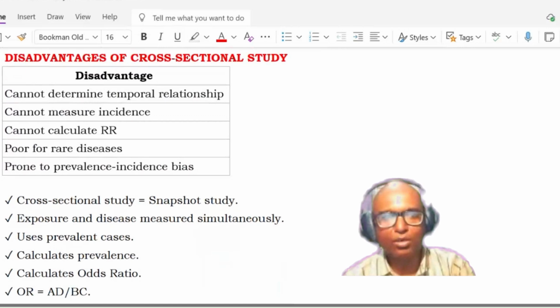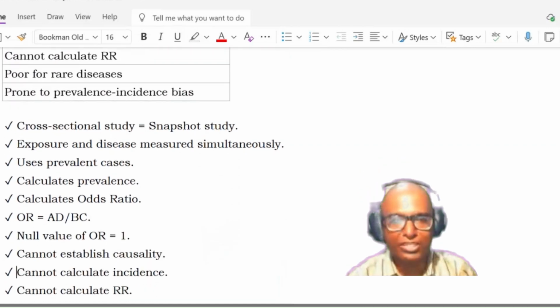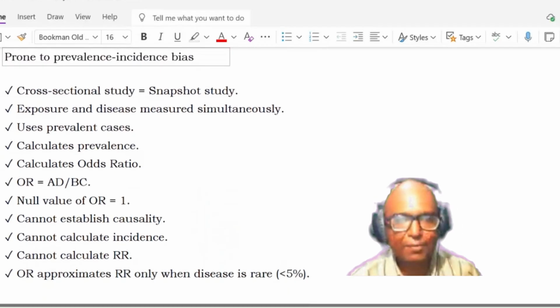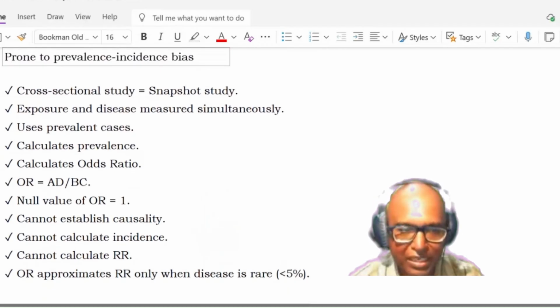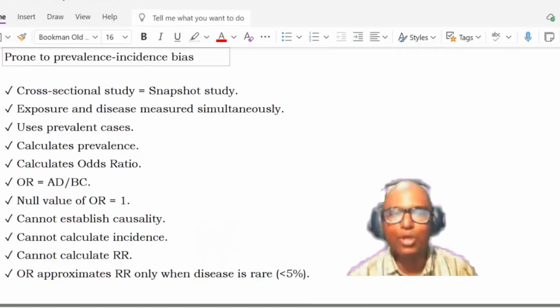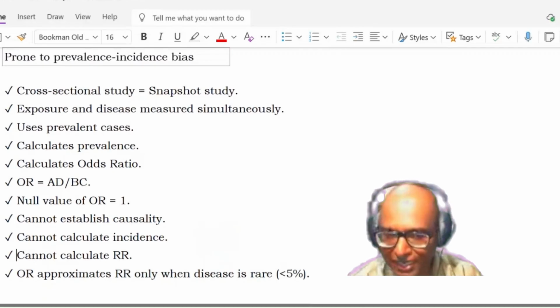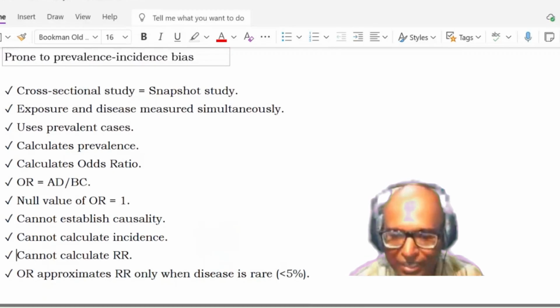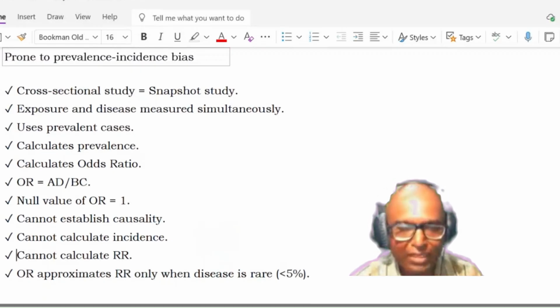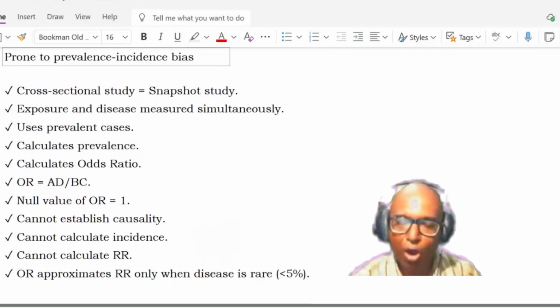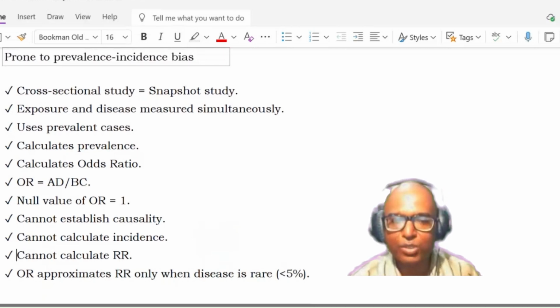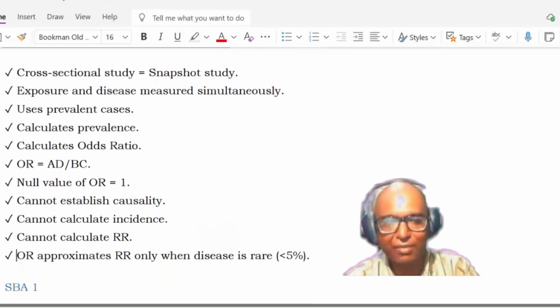Okay, so the take home message is that the cross-section study is a snapshot study, with exposure and disease measured simultaneously. It uses the prevalent cases, calculates the prevalence, and calculates the odds ratio equal to AD upon BC. The null value for the odds ratio is 1. It cannot establish causality. Okay, a cause effect relationship cannot be established by the cross-section study. It cannot calculate the incidence or the relative risk. The odds ratio will approximate the relative risk only when the disease is rare, less than 5% prevalence.